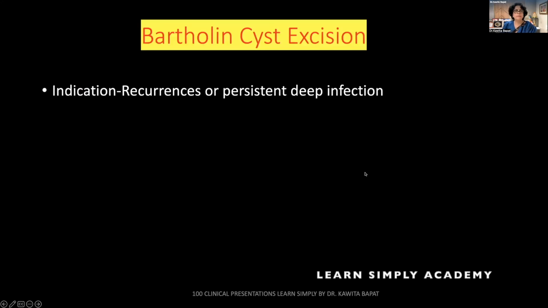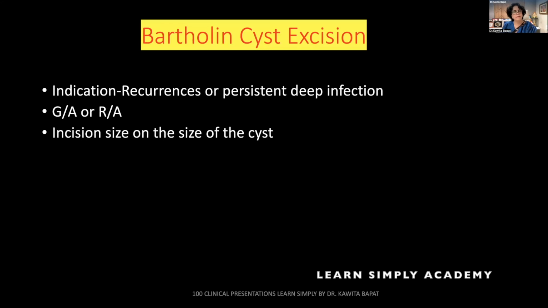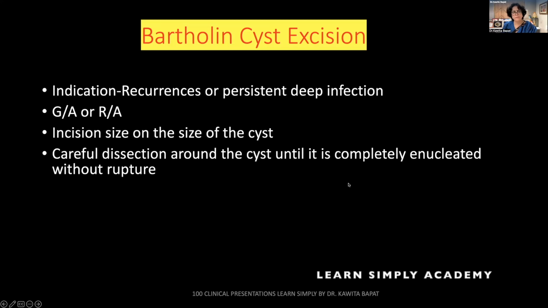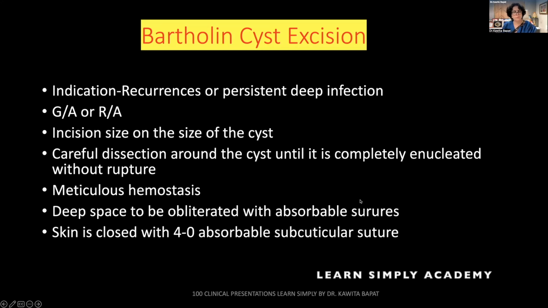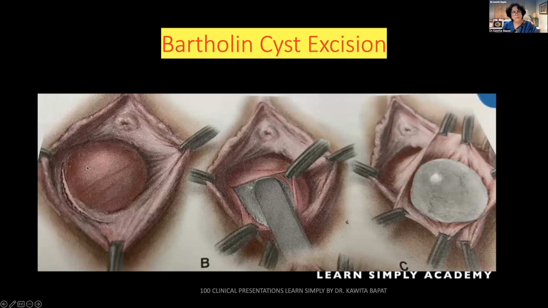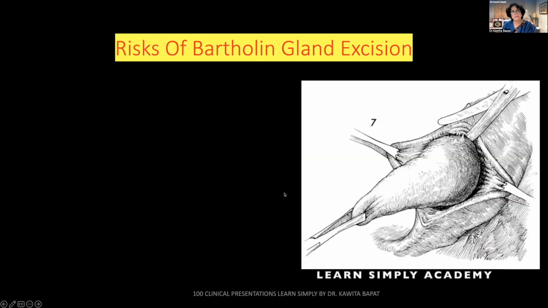So another important one: Bartholin cyst excision. Indications are recurrence and persistent deep infection. It is done under general or local anesthesia, with an incision the size of the cyst. Careful dissection around the cyst, and it is completely enucleated without rupture. Meticulous hemostasis, the deep space is obliterated with absorbable sutures, and the skin is closed with 4-0 absorbable subcuticular sutures. Placement of a drain is optional. So just make the full incision around it, drain everything and try to remove the whole cyst, do good hemostasis and closure, or sometimes a drain is placed.